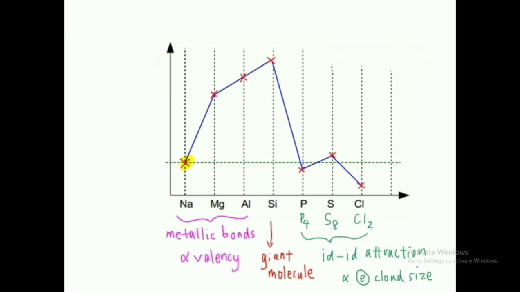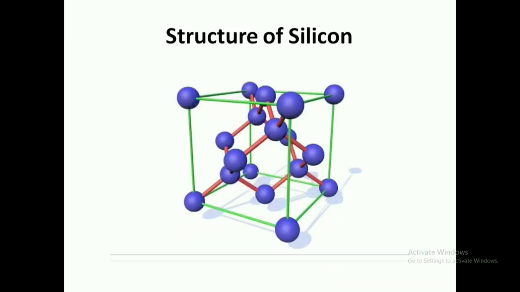From this graph, we can see that the melting point increases gradually, and silicon gives the highest melting point, and suddenly the graph falls in the case of phosphorus. That means phosphorus has a lower melting point, and again it rises in the case of sulfur. Why does this variation occur? Silicon has a high melting point.